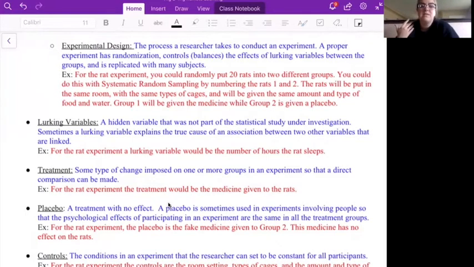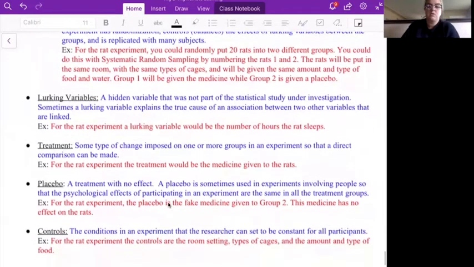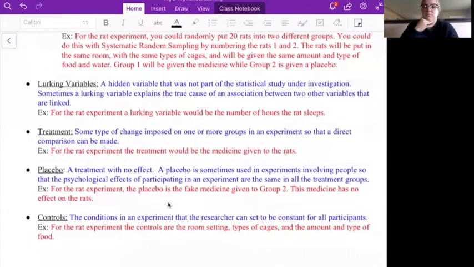The treatment is some type of change imposed on one or more groups in the experiment so that a direct comparison can be made. In the rat experiment, the treatment would be the medicine given to the rats. A placebo has no effect on the experiment. A placebo is sometimes used in experiments involving people so that the psychological effects of participating in the experiment are the same as all the treatment groups. So group 2 is given a fake medicine that has no effect on the rats, a lot of times like a sugar pill. Mostly placebos are just used for experiments with actual people, so that they think something is happening, even if nothing actually is.